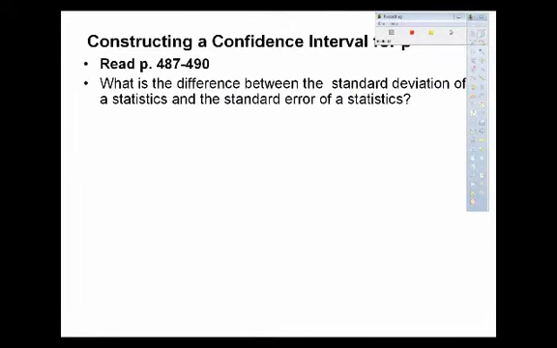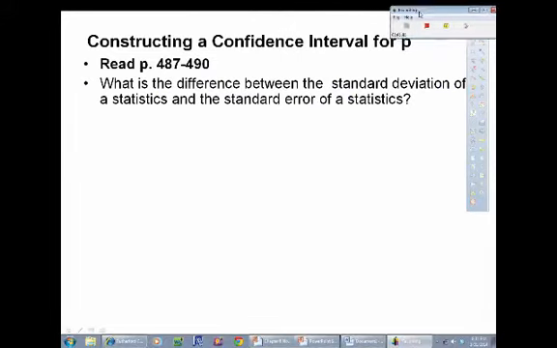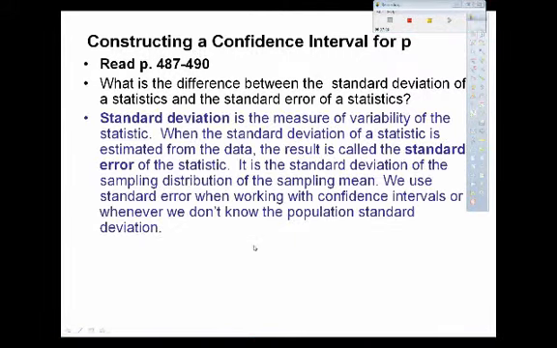All right, constructing a confidence interval for p. All right, you should be reading this. Standard deviation is the measure of variability of a statistic. When the standard deviation of a statistic is estimated from the data, the result is called the standard error of the statistic.